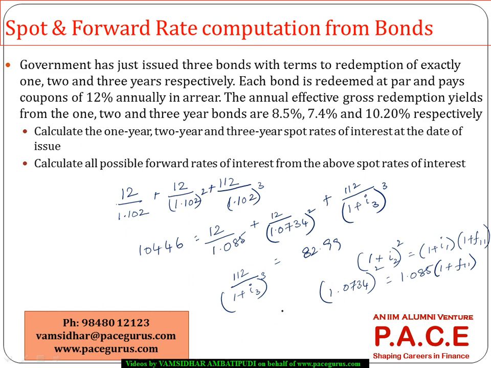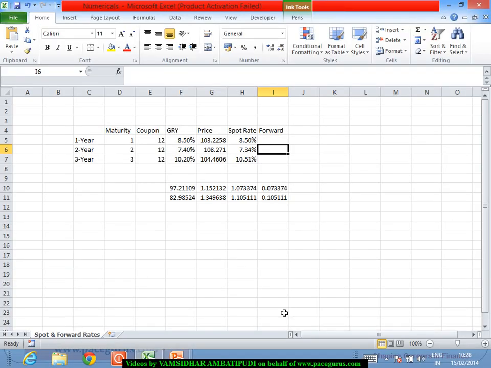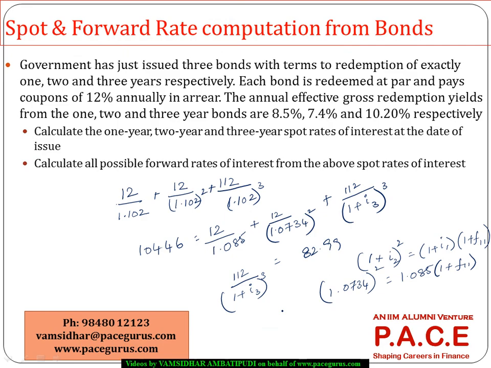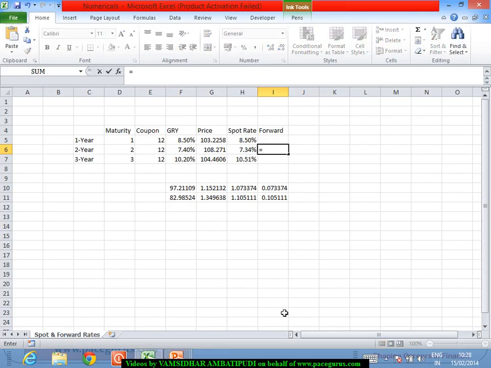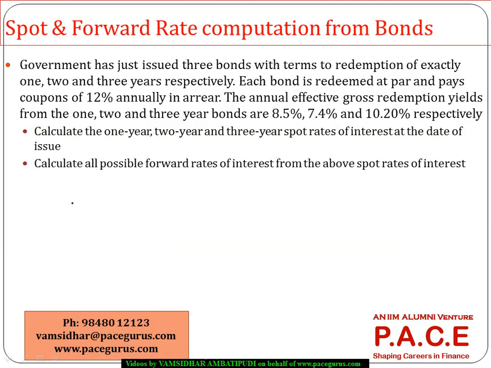So the other way I can get it: 1 plus the forward rate is equal to 1.0734 squared divided by 1.085. So here if I want the forward, I can take it as 1.07 squared divided by 1.085. This is 1 plus F1. I subtract 1 from it. This gives me the forward rate. So the forward rate between 1 to 2 years is going to be 6.19%.